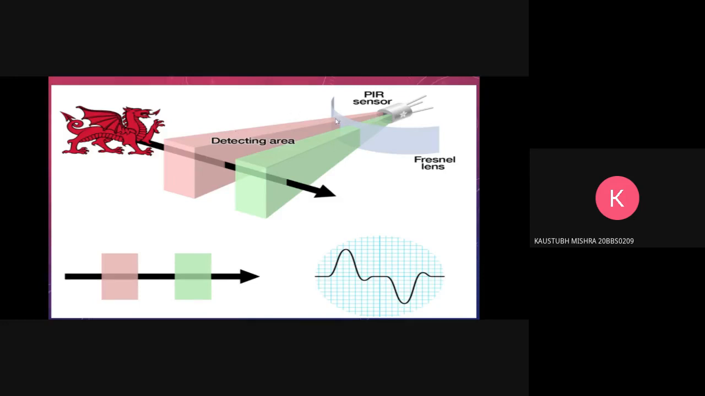If you can imagine, through the concept of refraction, the Fresnel lens is actually diverging the rays coming out of the PIR sensor, or in short, converging the rays coming into the PIR sensor. So if we remove this, all this red area and green area will be just a straight rectangle. And if we increase the curvature, that means the detecting area will also increase.